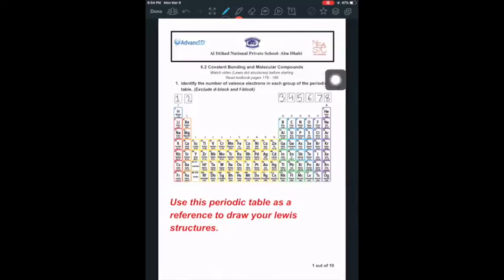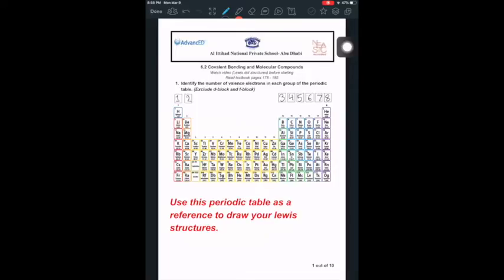Now, of course, there are exceptions to these rules, so it's not a cut and dry thing. You will find some elements that are in different groups that have different numbers of valence electrons, but for the purpose of this class, you're just going to follow this rule, okay?